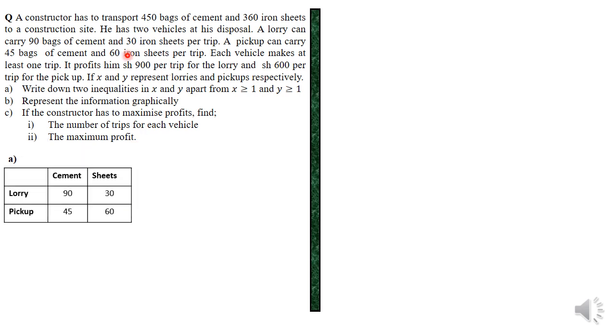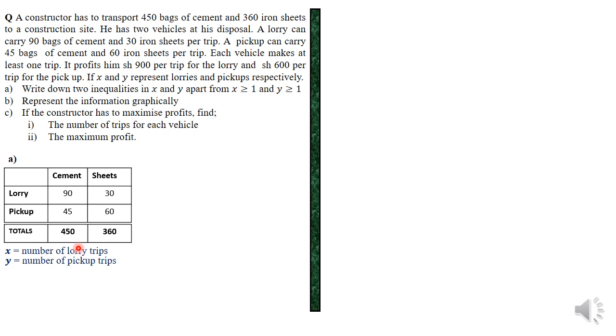I have summarized this information in the form of a table and I hope you find this helpful. We have the items to be carried, that is cement and iron sheets. We have the vehicles that will carry them, the lorry and pickup. A lorry can carry 90 bags and 30 iron sheets. A pickup can carry 45 bags and 60 iron sheets. And therefore the total that should be carried is 450 bags of cement and 360 iron sheets. So we can already see the inequalities here.